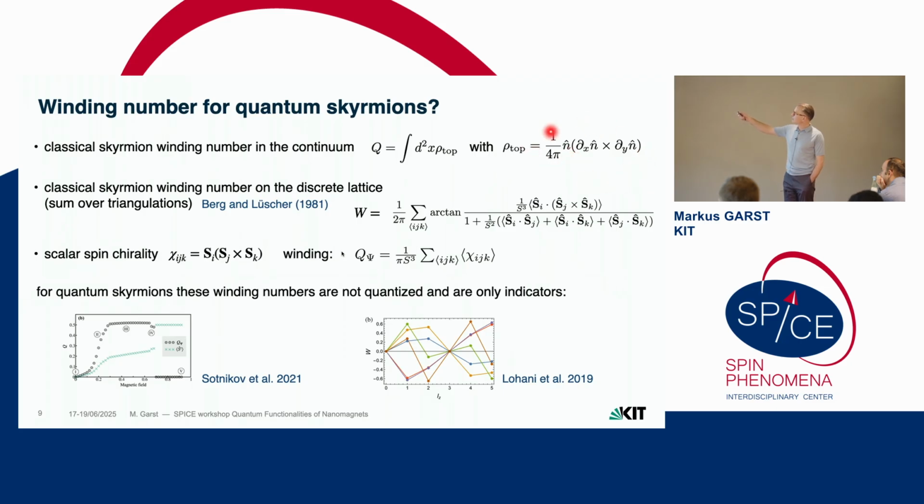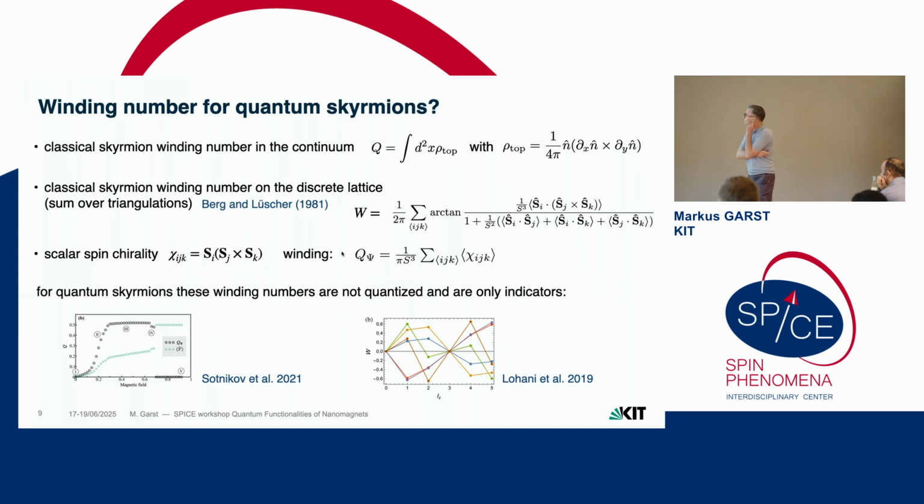On the classical level, you can do this integral for the continuum theory. This is the topological density. If you integrate it, you get a number. So you can ask the question, is there something actually also available for quantum skyrmions?